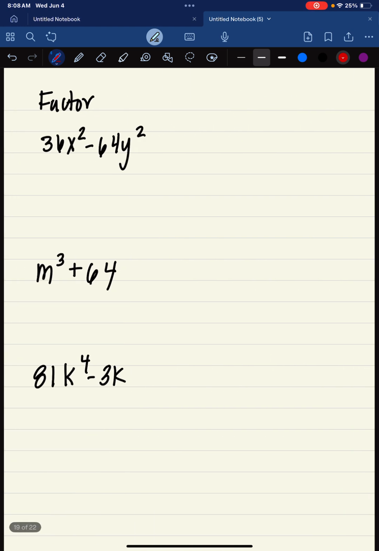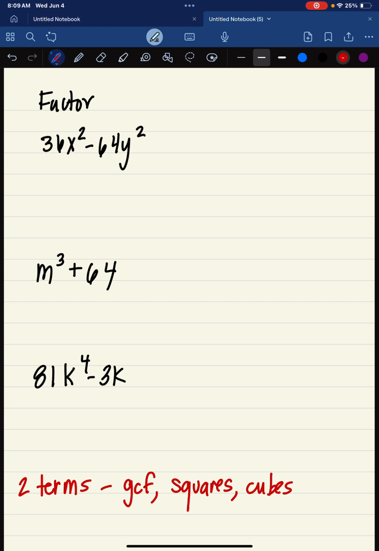Let's work a few. So when I look at this first one, I have to decide, first of all, it has two terms. And if one of your problems has two terms, it's either going to be a common factor, a greatest common factor, or it's going to be squares, or it's going to be cubes. That's how all the two terms will look.